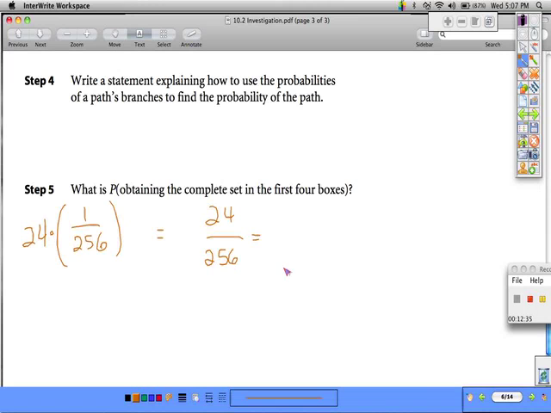And then this is reducible. We can take 24 and chop it in half. 256 chopped in half is 128. Chop this in half again, we get 6 over 64, or 3 out of 32 as our probability.